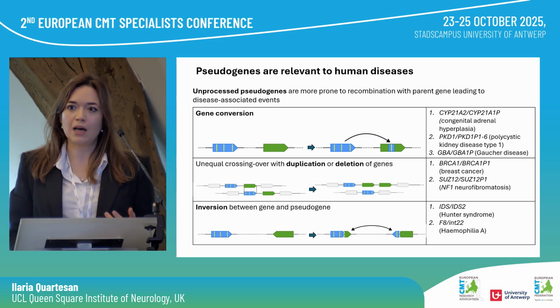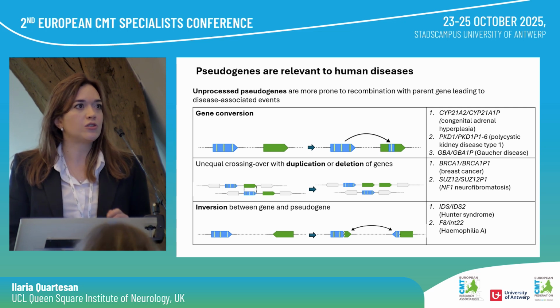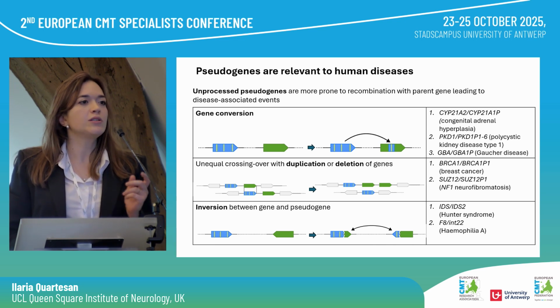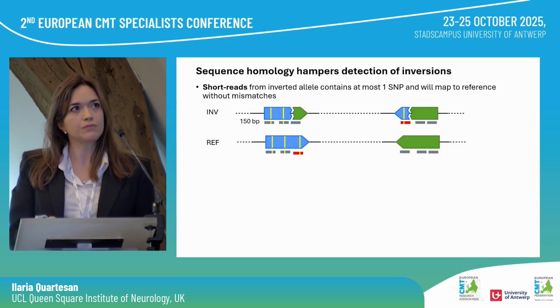And while there are many examples of the first two cases, only two gene-pseudogene inversions are known, in IDS and F8, associated respectively with Hunter syndrome and hemophilia A. So this poses a question: are they really so rare, or are they simply being missed?